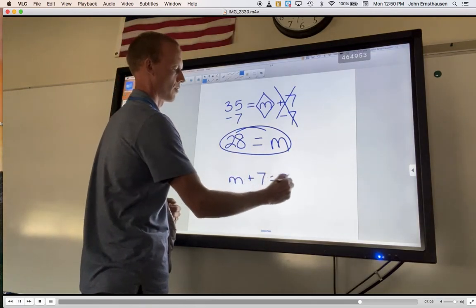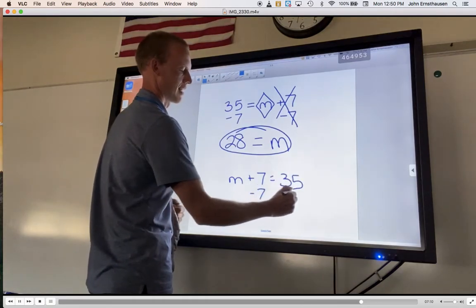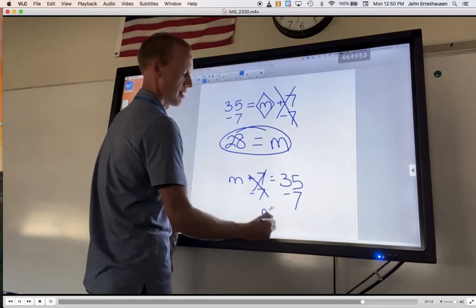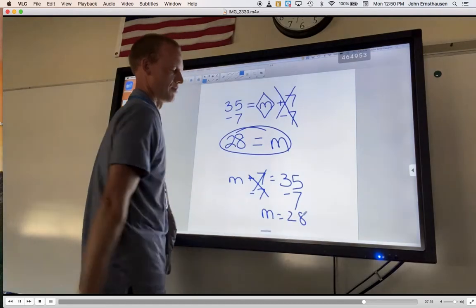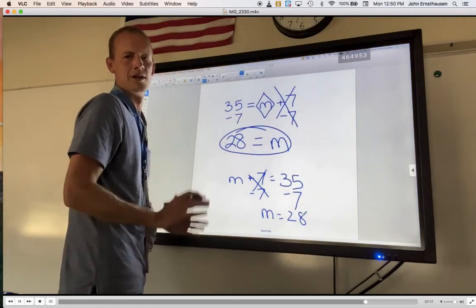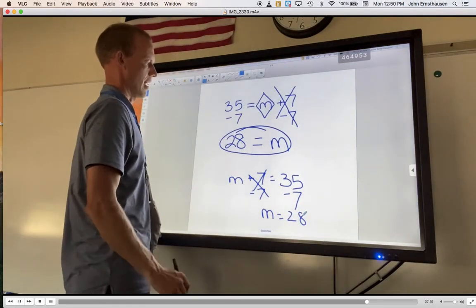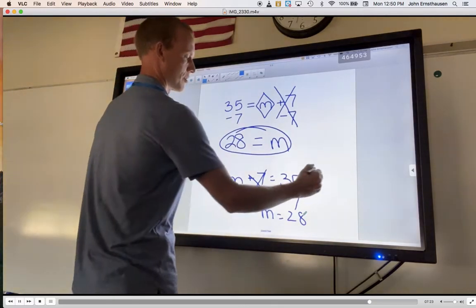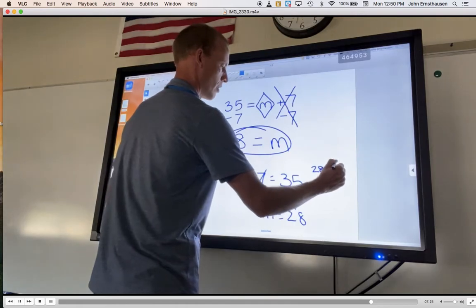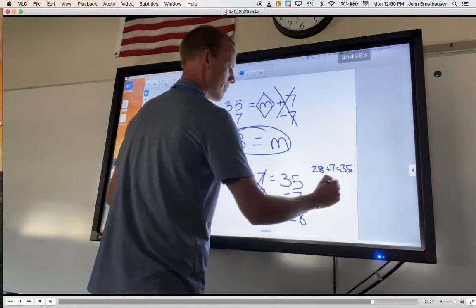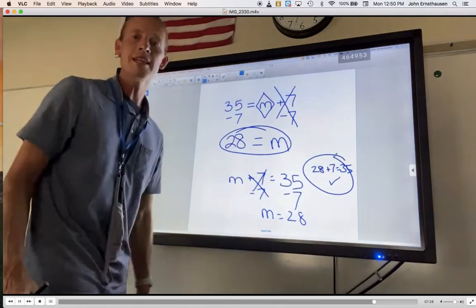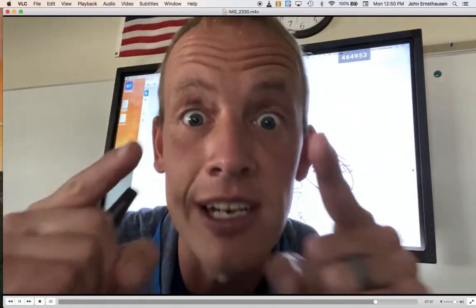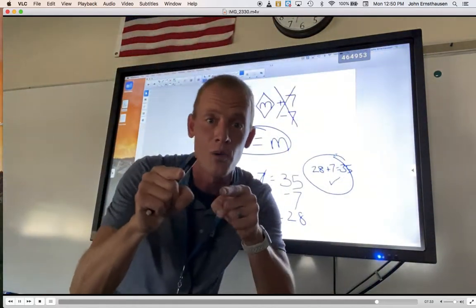Okay, if you guys didn't like the way this one was written and you would rather always have your variable on the right, and you want to do it like this, you will see that it makes no difference and you still get an answer of 28. Okay, so now my check step, if I think my answer is 28, I substitute it in. 28 plus 7 is 35. It checks out. You don't even need my spot check because you will already know.